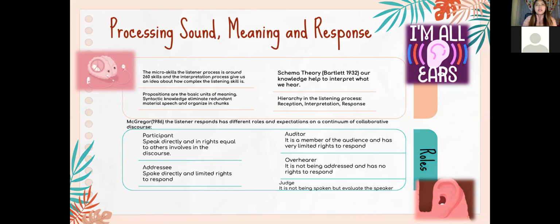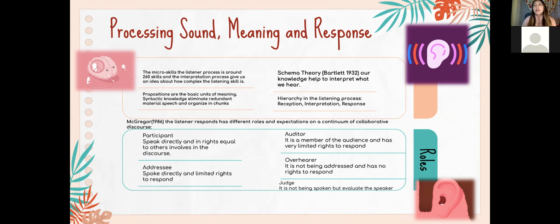In the role of participant, the listener is spoken to directly and has rights equal to others involved in the discourse. It could be a conversation with a friend on a topic, in mutual order. When we are talking about addressee, the listener is spoken to directly, but the rights are limited to response. A student in the class could be an example.